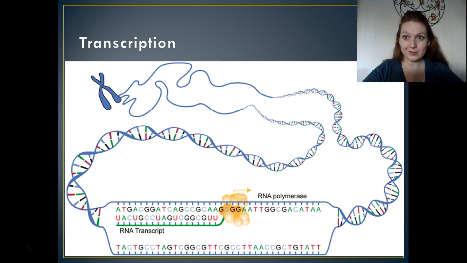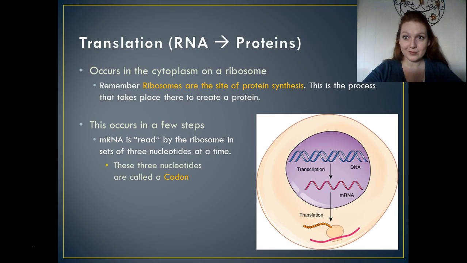So we've transcribed, but now we need to go from essentially the language of RNA to the language of proteins. And so when we talk about crossing languages, we're going to go through a process called translation. So this is the last half of the central dogma, RNA to proteins. This occurs in the cytoplasm of our cells on a ribosome. Remember, this whole time we say ribosomes are the site of protein synthesis. Okay, and it's this translation process that takes place there to create that protein.